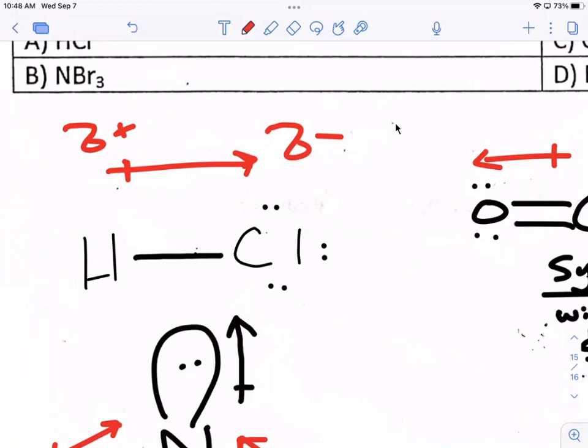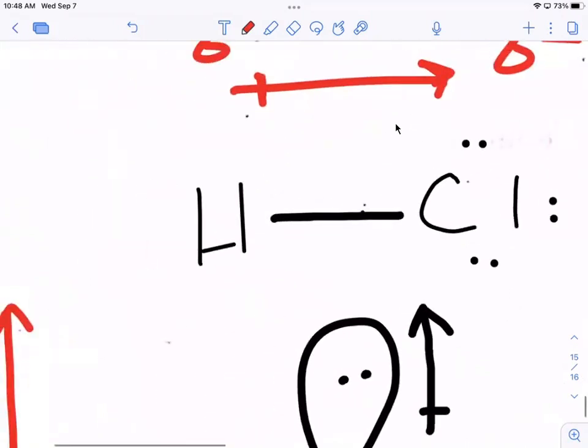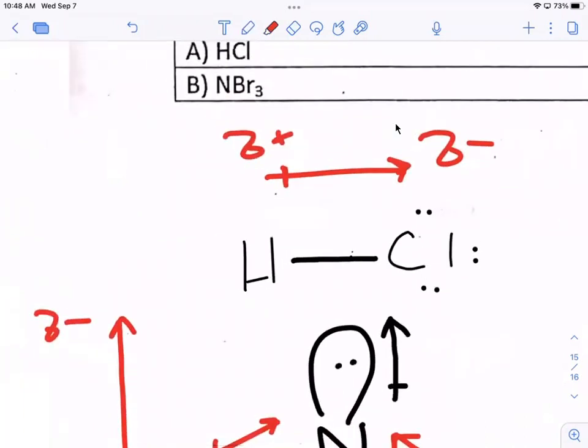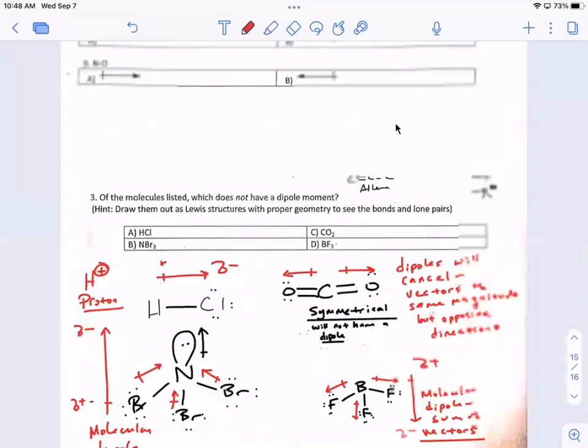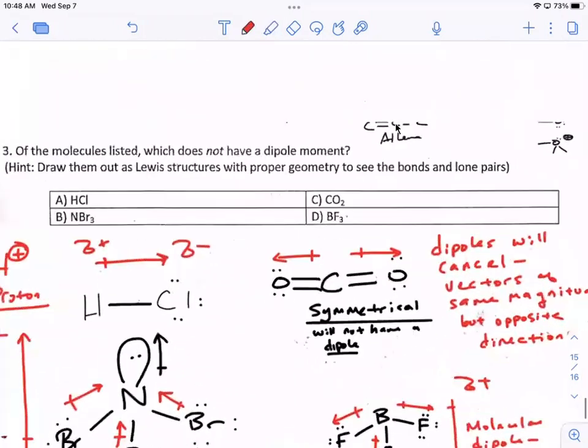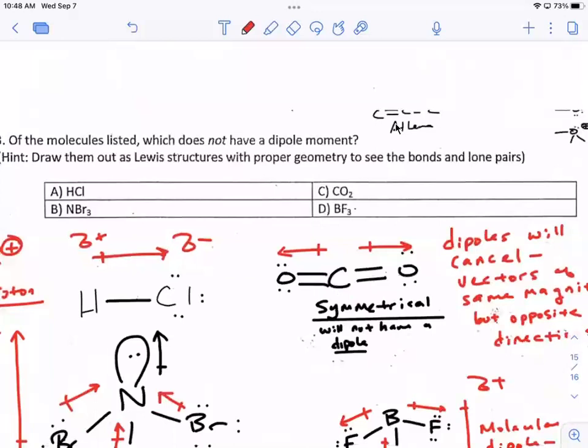I think some of you in lab yesterday, we talked about the proton, and that this is the reason why, when hydrogen is bonded to atoms more electronegative than itself, we call it a proton, right? Because it's partially positive, and we can think about it as H+, with no electrons. All right, any questions about that? So obviously we know the answer to this now: CO2 will not have a dipole.